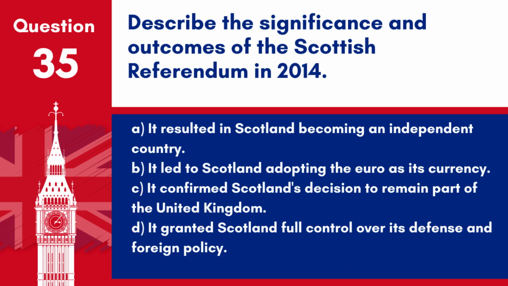Question 35. Describe the significance and outcomes of the Scottish referendum in 2014. A. It resulted in Scotland becoming an independent country. B. It led to Scotland adopting the euro as its currency. C. It confirmed Scotland's decision to remain part of the United Kingdom. D. It granted Scotland full control over its defence and foreign policy.